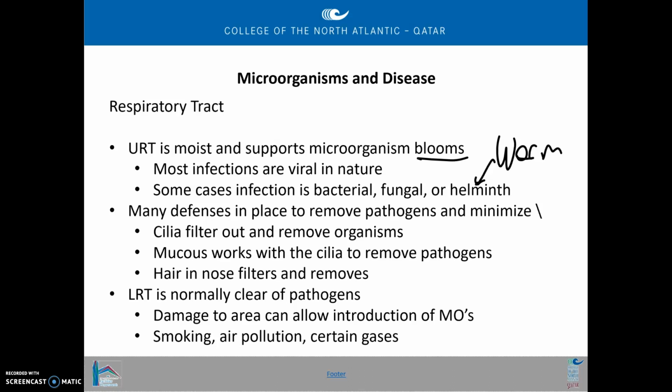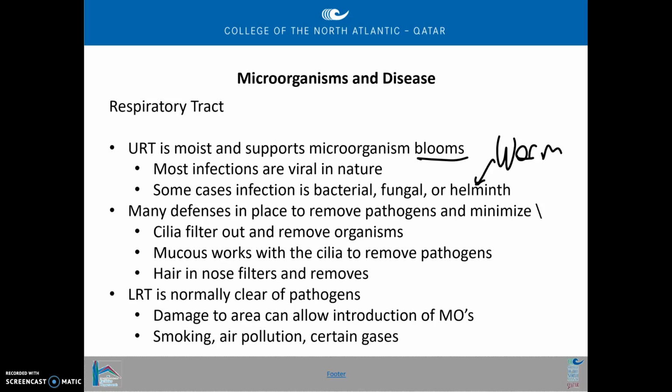We do have a lot of things in place here that will defend our upper respiratory tract. For example, we have cilia that remove and filter out microorganisms. We have mucus in the upper respiratory tract, which will trap pathogens. Cilia then can remove that mucus in order to prevent those bacteria from causing infection. And we also have hairs in our nose that act as a filter as well and help remove bacteria before they ever get a chance to form an infection.